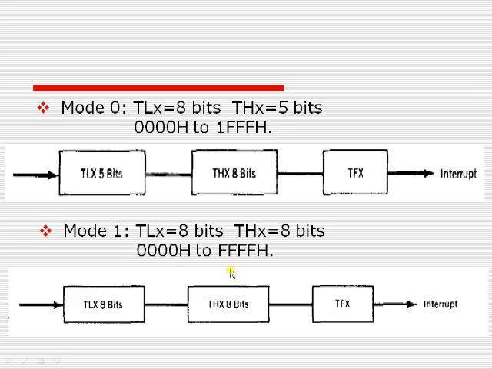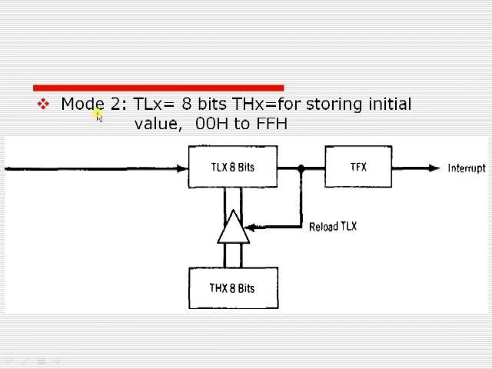The maximum amount of delay that we can generate with the help of mode 1 would be 70 milliseconds. We'll see how to calculate that delay in the later slides. And we have one more mode, that is mode 2, called auto reload, and it is an 8-bit mode. Why? Because here we are using only the 8 bits of the TL register.